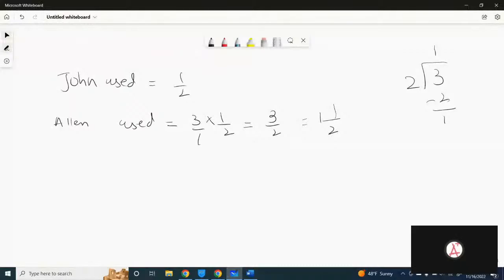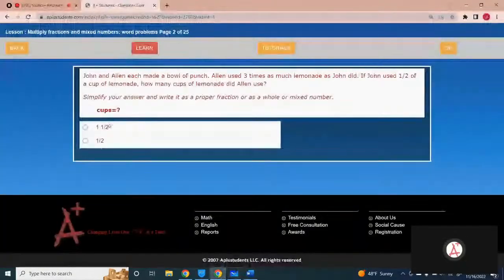Very good, everyone. So just select the correct option and then click on the OK button.